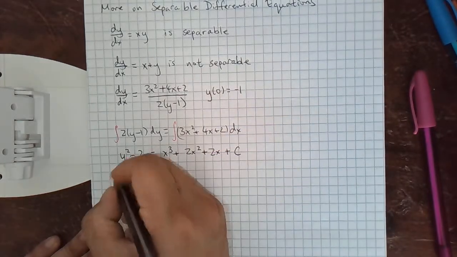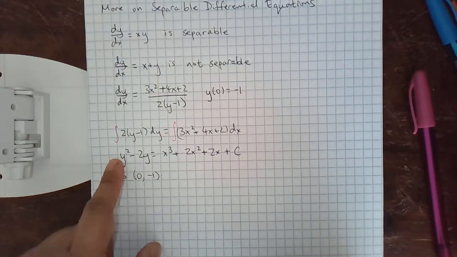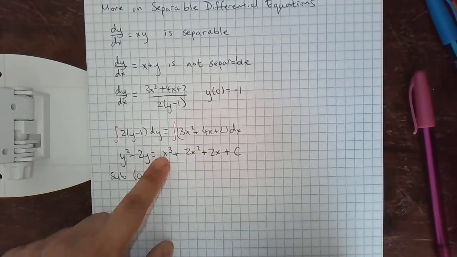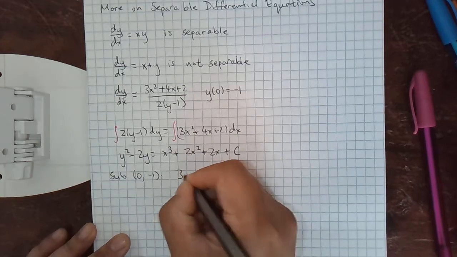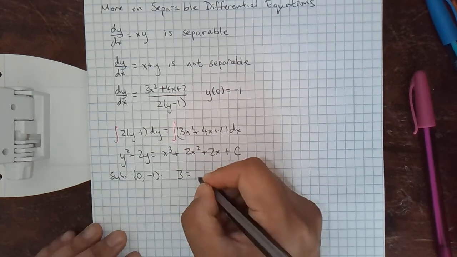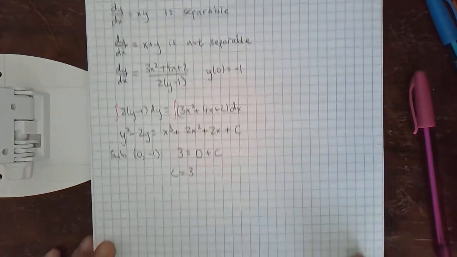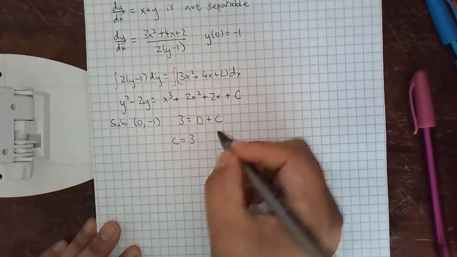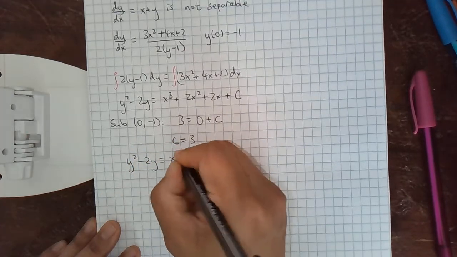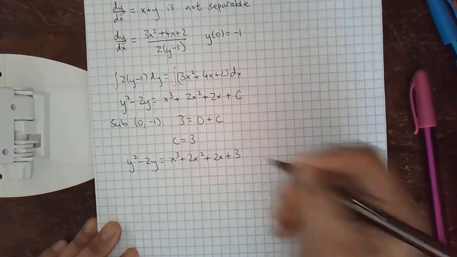And then we do have the initial value of 0 comma negative 1, so we'll sub that in. Negative 1 for y, so that's positive 1 minus 2 times negative 1, so that's a total of 3 on the left side. And then on the right side, we have 0 cubed plus 2 times 0 squared plus 2 times 0 is 0 plus c, so c must be 3. Okay, so then we sub that back in. We have y squared minus 2y equals x cubed plus 2x squared plus 2x plus 3.